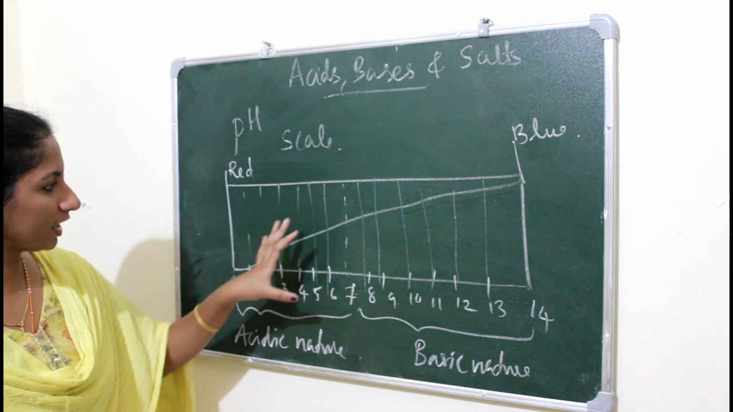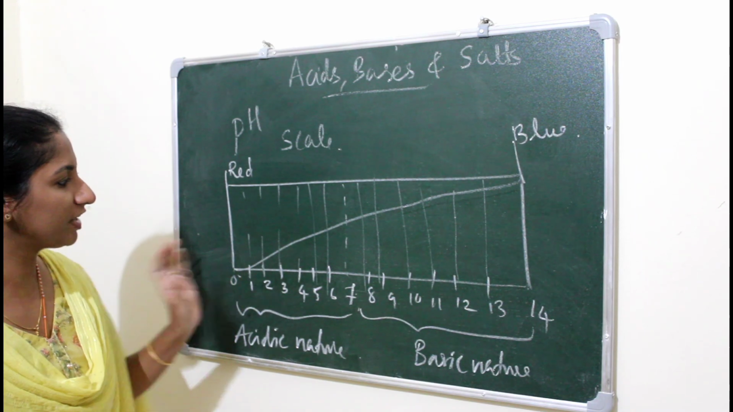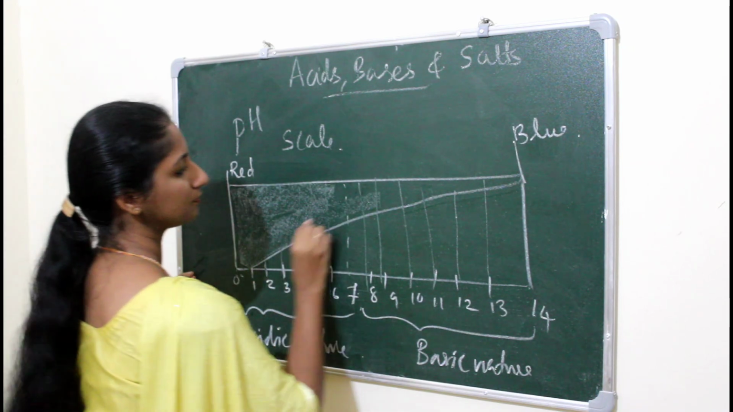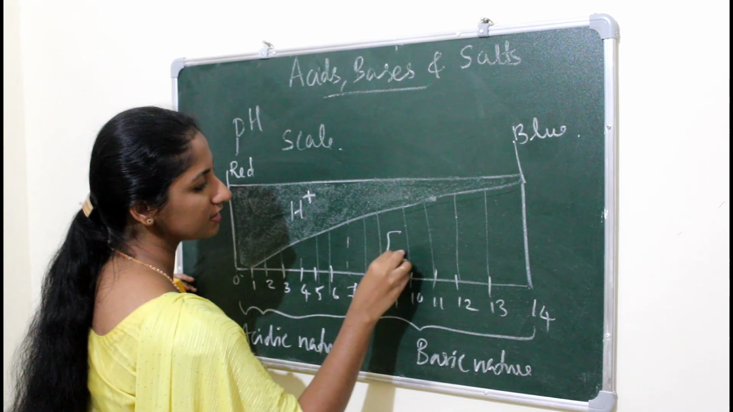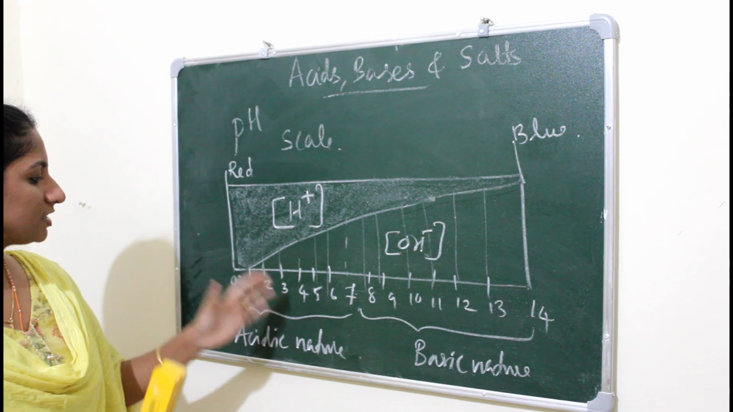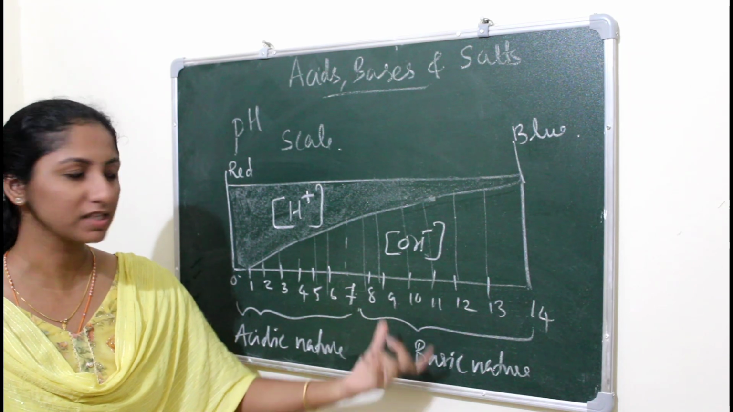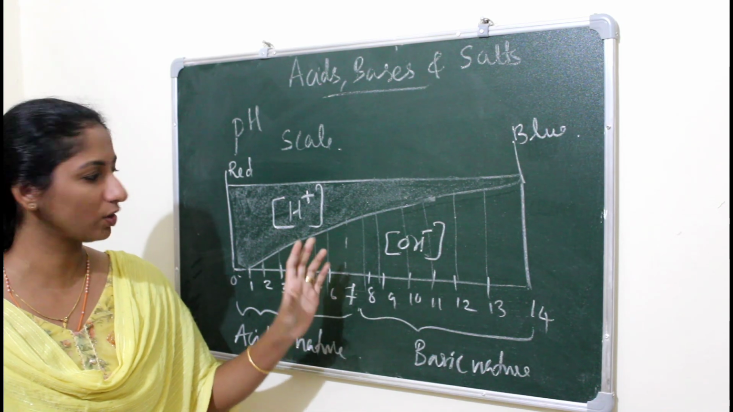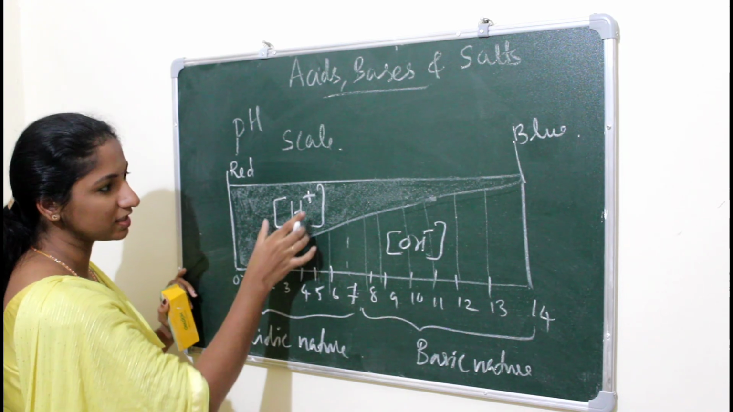So when we are drawing this pH scale according to the ion concentration, such as H plus and OH minus ion, we can draw it like this. This colored area is for H plus ion, and this colorless area is for OH minus ion concentration. In acid solution, H plus is the common ion within the acid, and in case of base, OH minus is the common ion within the base.